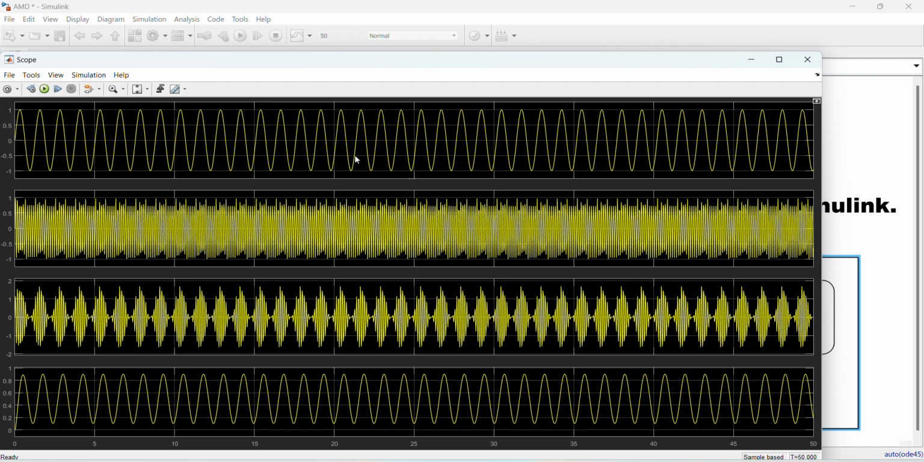This is the message signal. This one is the carrier signal. This one is the modulated signal. This one is the demodulated signal.